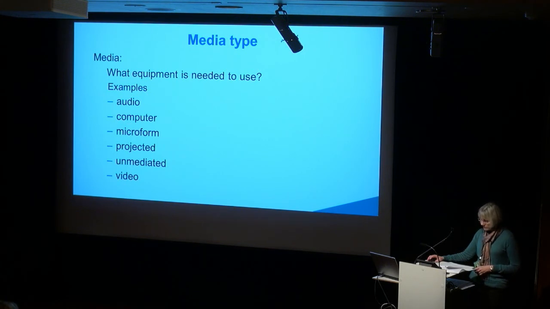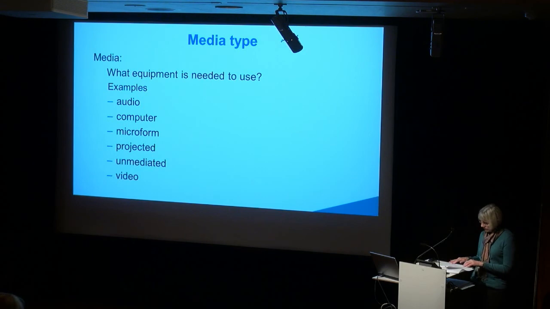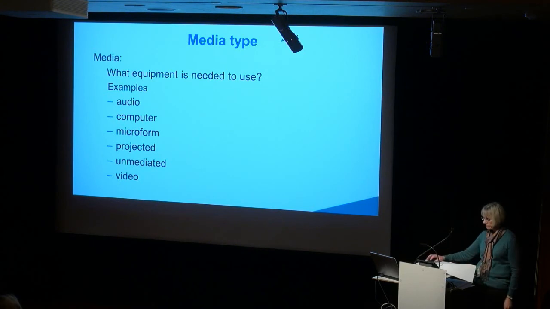Unmediated, this is something that can be perceived directly without a machine, like print books and serials. So you don't need anything to look at a book. You don't need any extra media. You just look at it. And video, used for things that require a video cassette player or a DVD player.